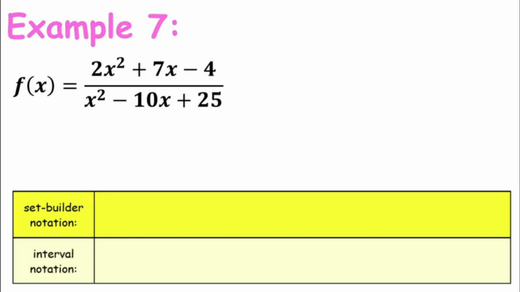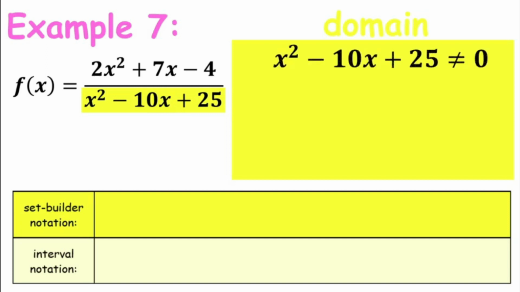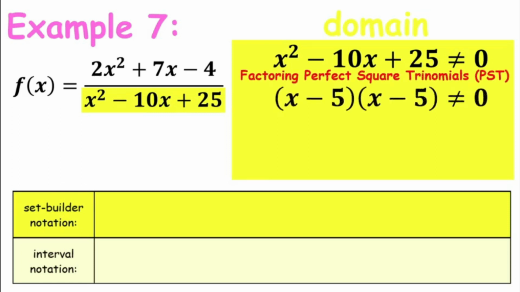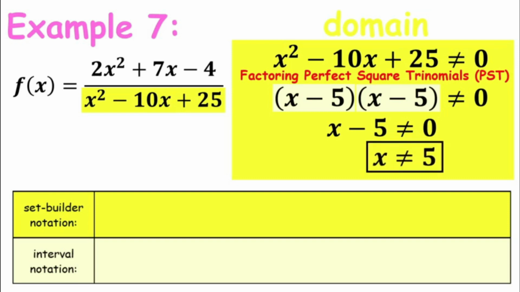Example 7. The denominator is x squared minus 10x plus 25. x squared minus 10x plus 25 is not equal to 0. Its factored form is x minus 5 times x minus 5. Since the factors are identical, we will just use x minus 5 not equal to 0 to solve for the domain. Transpose negative 5, we have x is not equal to 5.